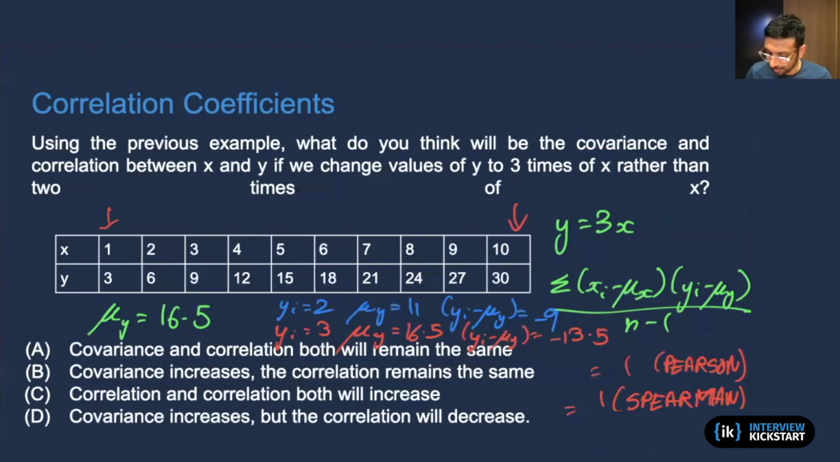So our correct answer over here is this one. Covariance increases, but the correlation remains the same. That's option B.